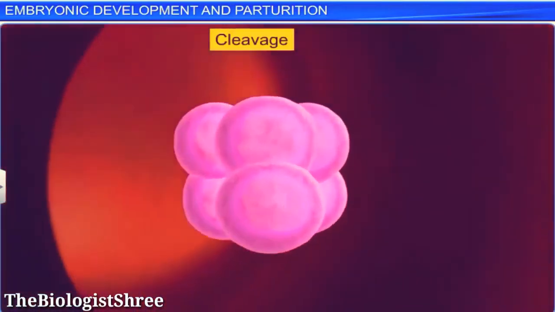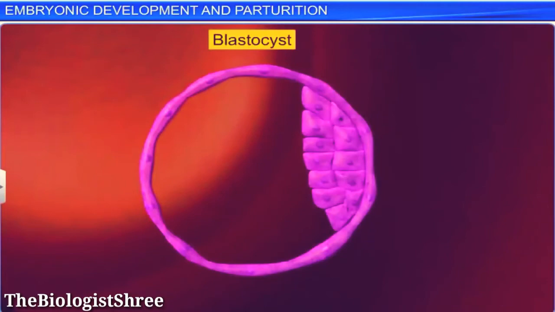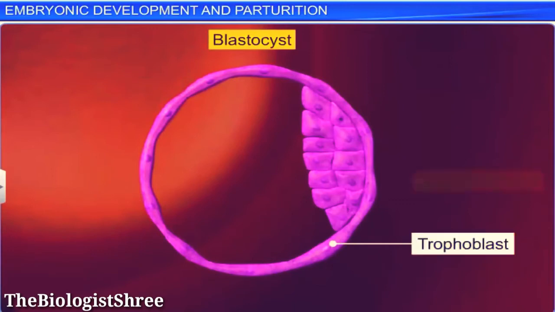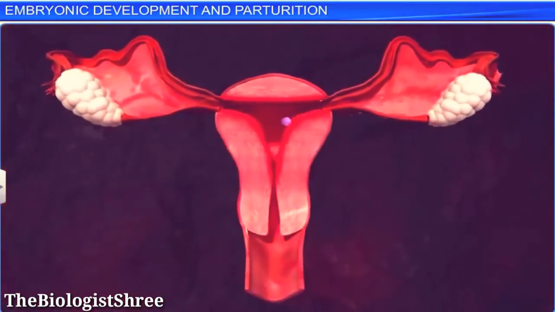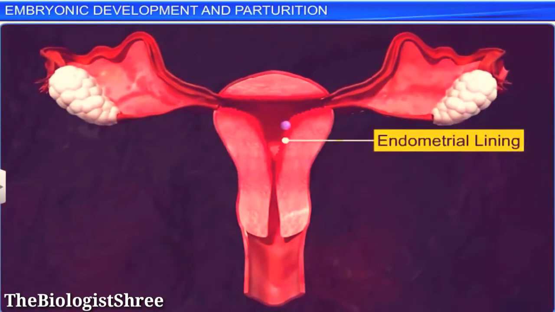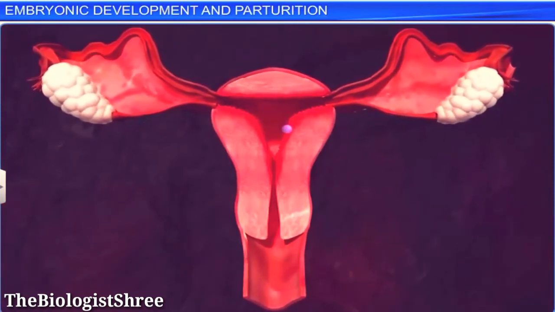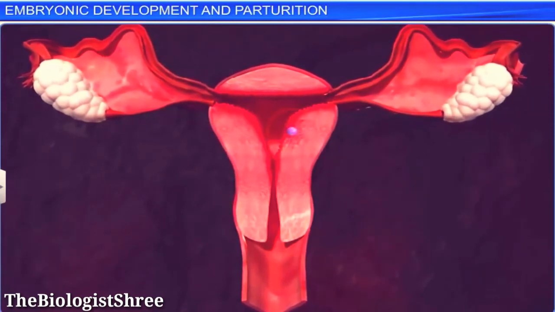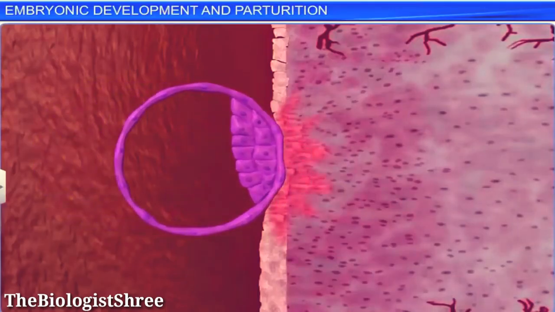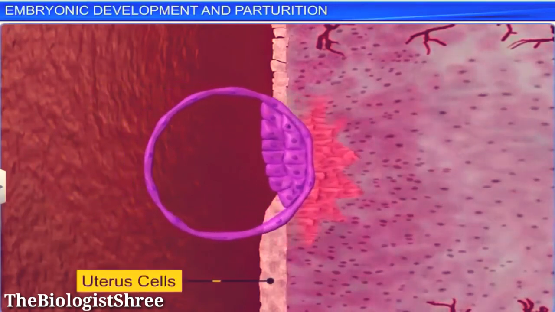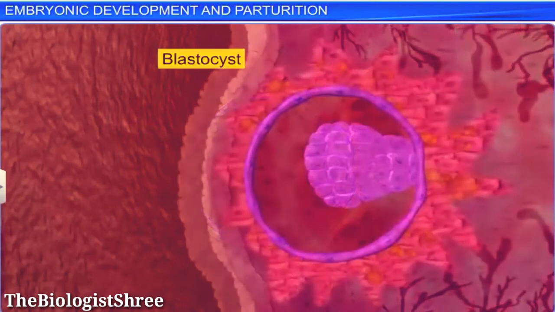the zygote undergoes cleavage and develops into a blastocyst, a hollow ball consisting of a trophoblast, an inner cell mass, and a cavity called blastocoel. As the trophoblast grows outwards and penetrates the endometrial lining of the uterus, the blastocyst, with a developing embryo, gets implanted in the uterus and pregnancy is initiated. After implantation, the trophoblast grows further, which causes the blastocyst to sink in and get covered by the cells of the uterus.